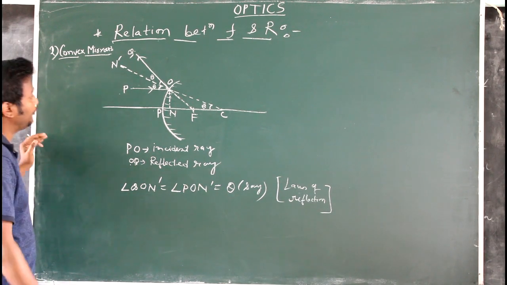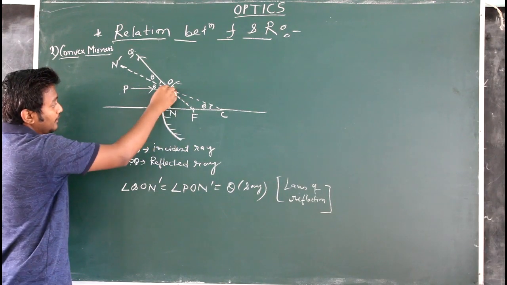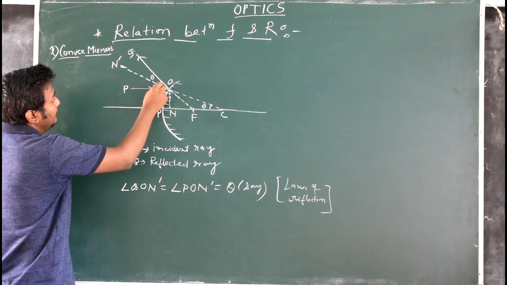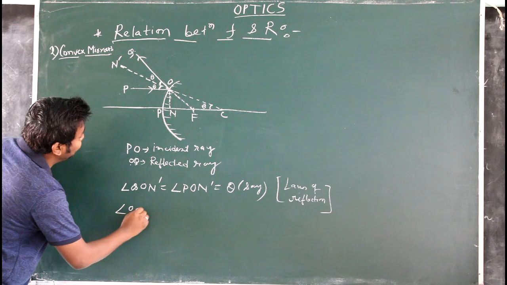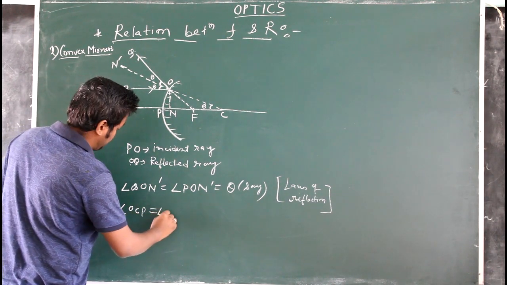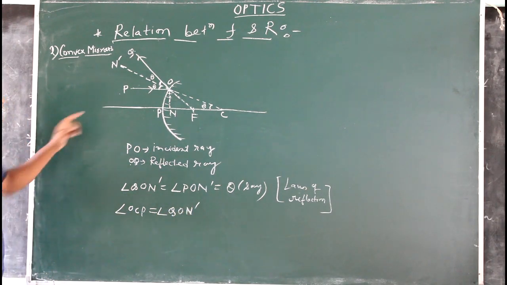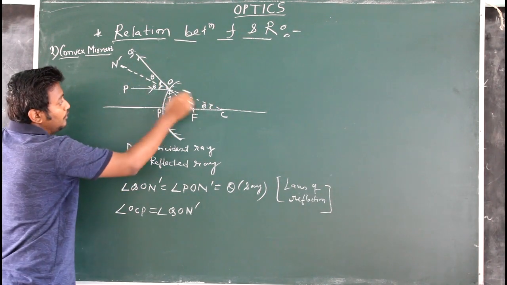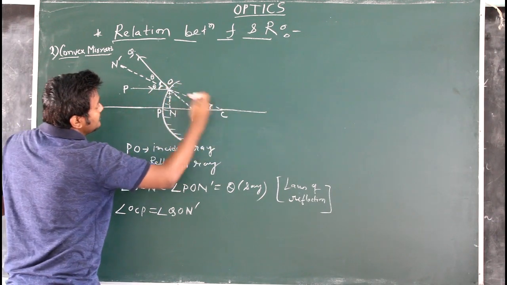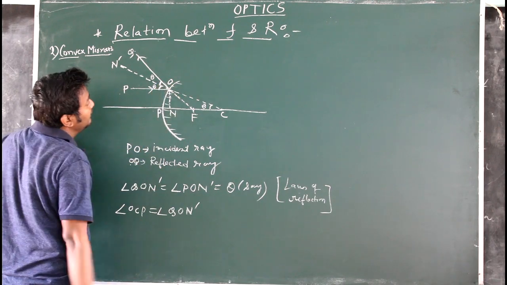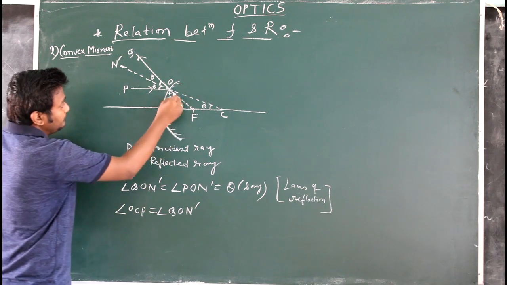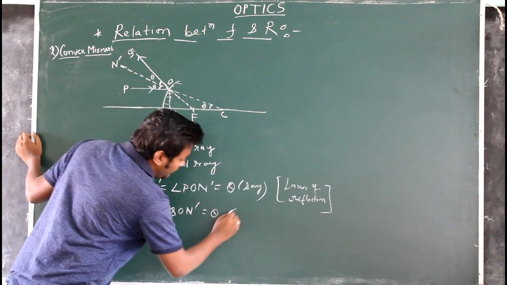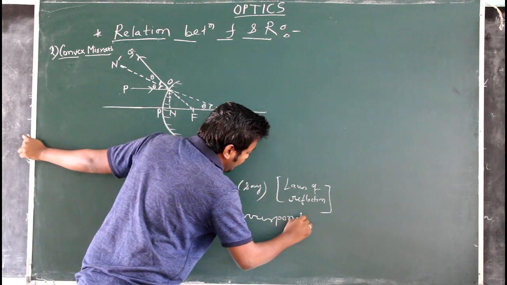Now again we draw one normal from point O to the principal axis, that is ON. Now here you can see these two angles, that is angle OCP and angle QON, are equal. How? Because these two are corresponding angles. If you see, this is a parallel line and this is the intersector, so this equals this as the corresponding angle. So angle OCP equals angle QON, and this equals theta, because it is a corresponding angle.